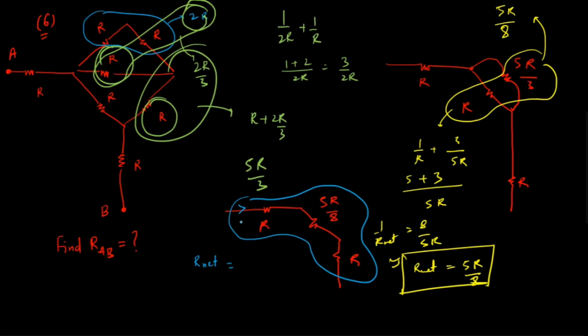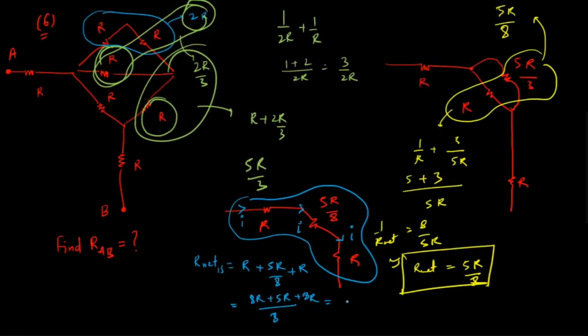No, the current is passing the same through each resistor. Okay, so they must be in series. And if they are in series, we just have to add them. That's it. If it is in parallel, current should divide. But if the current is not dividing, it means it is in series combination. So the whole thing should be written that way, by considering all of them in series. So we got approximately 16 plus 5, that is 21R by 8. This is the answer to this question.